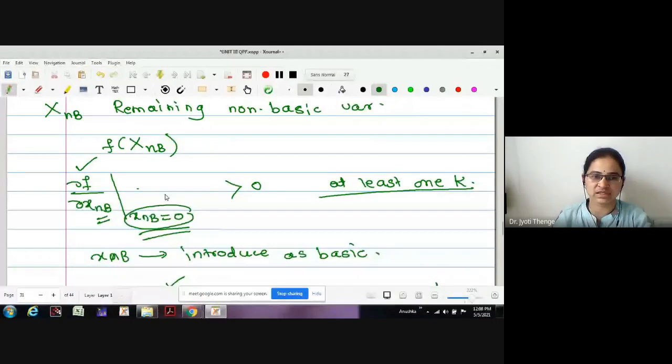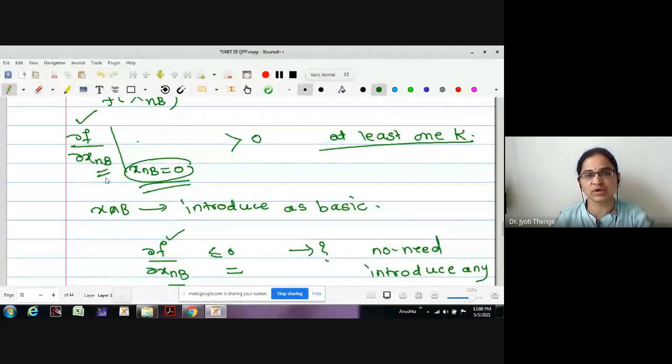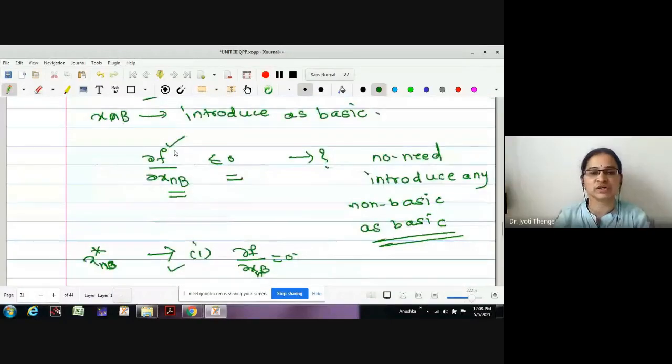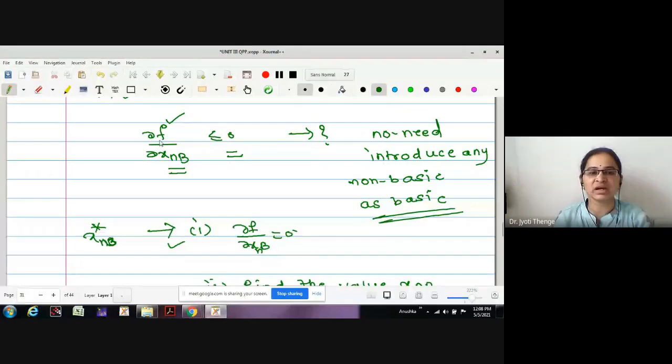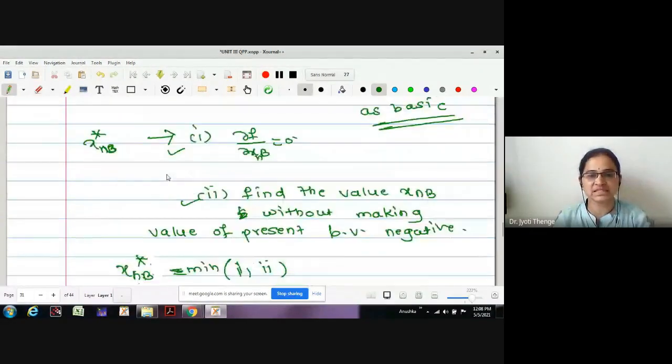Then express the objective function in terms of the non-basic variables, and find its partial derivative ∂f/∂x_NB at x_NB equal to 0. If it is greater than 0, it suggests there is an improvement in that corresponding variable, so as to increase the value of our objective function f. If ∂f/∂x_NB is less than or equal to 0, there is no improvement in f if we increase the value of the non-basic variable. That is, there is no need to introduce that variable into the basis.